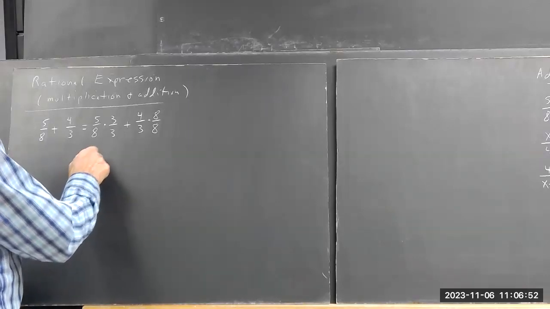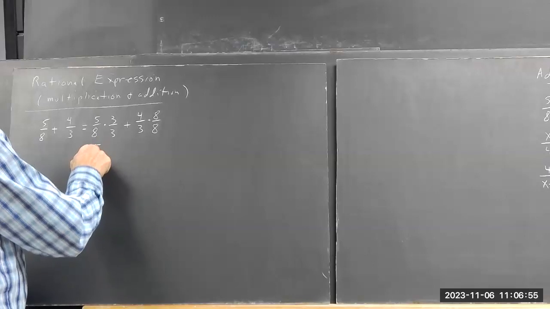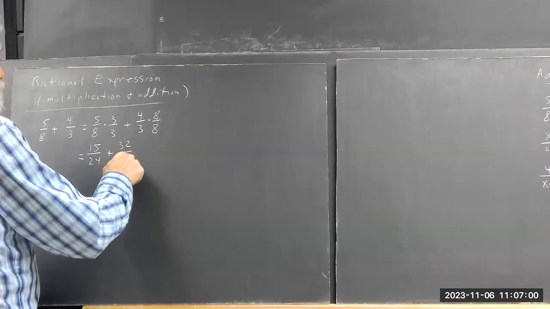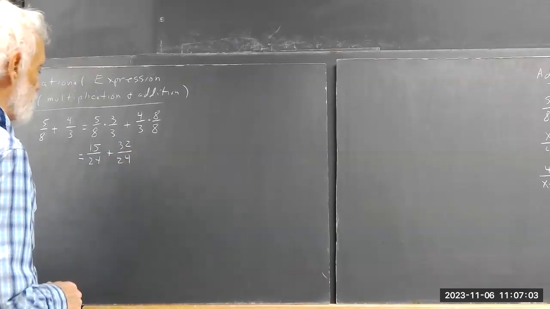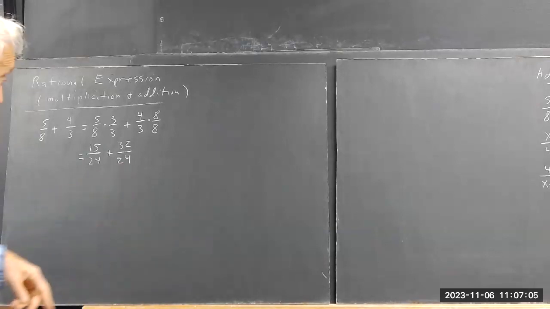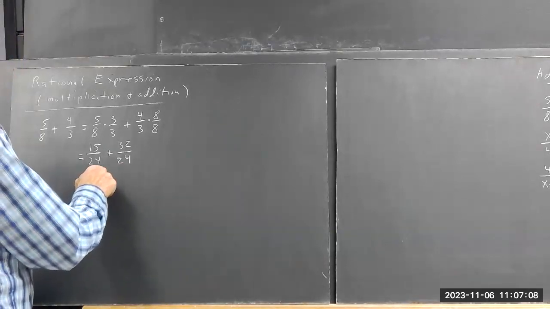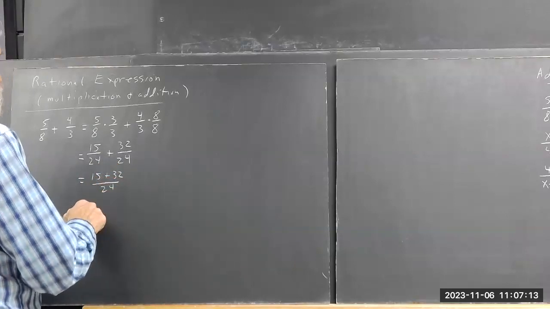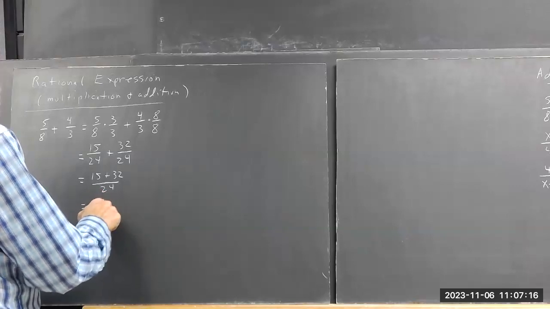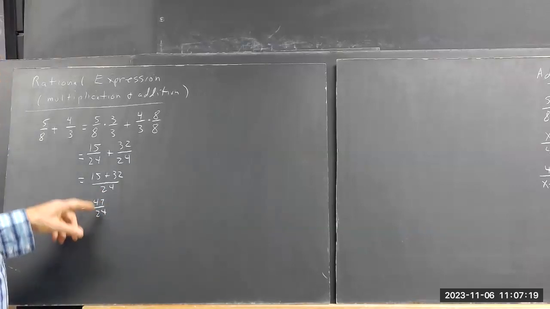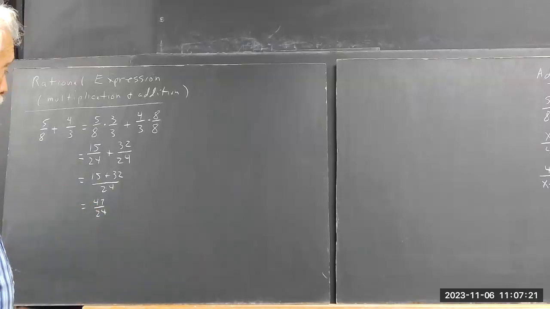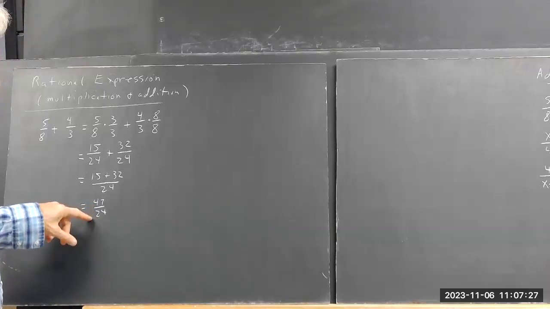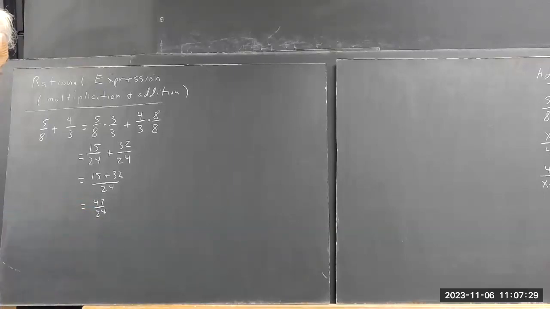And that equals then 5 times 3 is 15, 8 times 3 is 24. And over here we have 32/24. Now that we have the same denominator, we can write this as 15 plus 32 over 24, which equals 47/24. Now we normally attempt to reduce this, but 47 is a prime number. We can verify that. And it's not going to be divided by anything else, so we can't reduce this fraction.